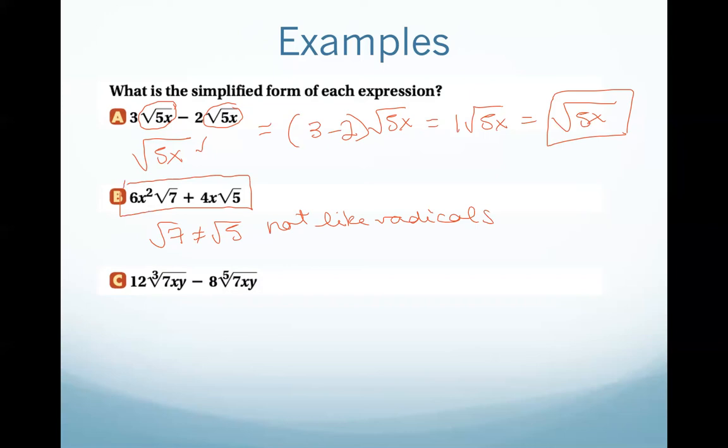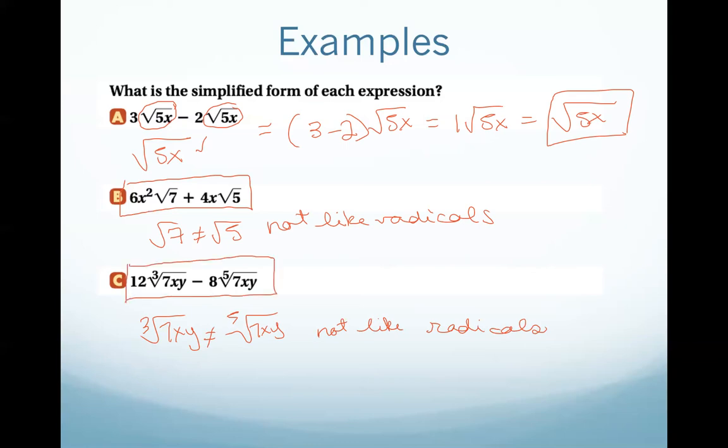And then in part C, we have 12 times the cube root of 7xy minus 8 times the fifth root of 7xy. Even though those radicands are the same, the indices are not. So again, these are not like radicals, and that means that we cannot combine them. I'm going to check if either radical can simplify. 7 does not have 3 common factors, x and y same, and that means we're definitely not going to be able to take the fifth root of that. So that is the simplest form that we can have.